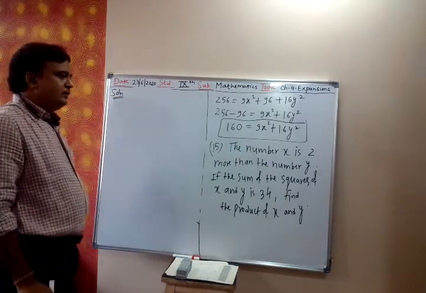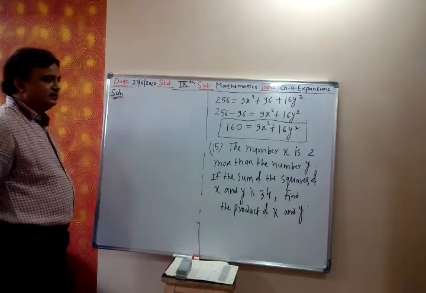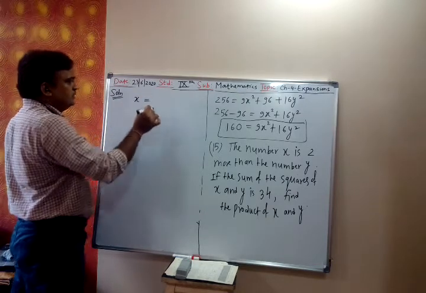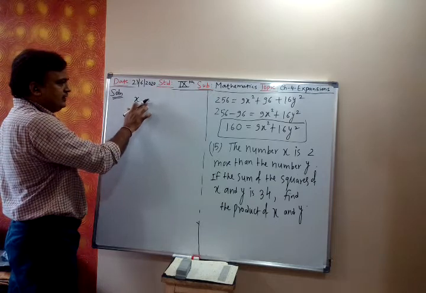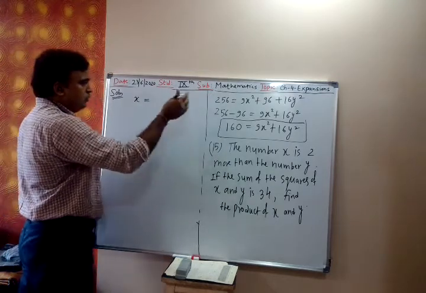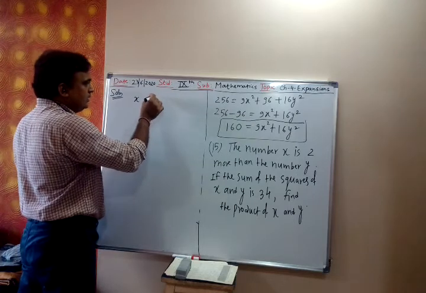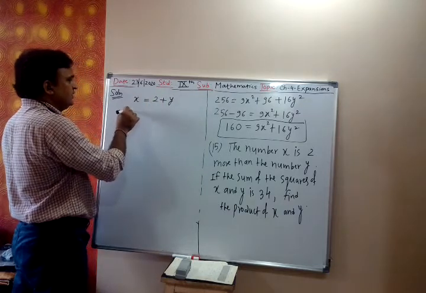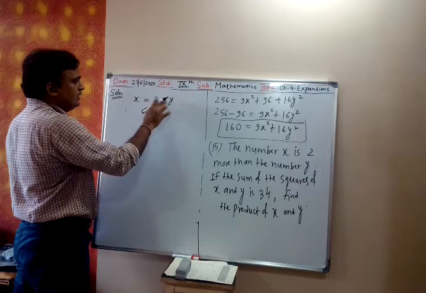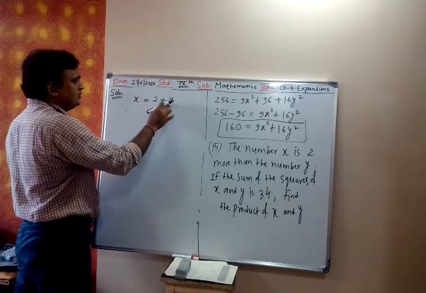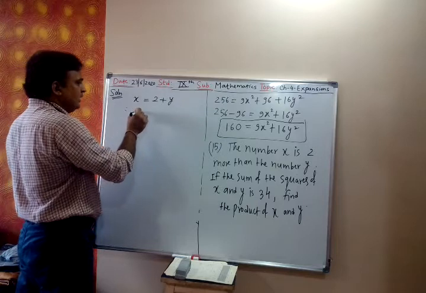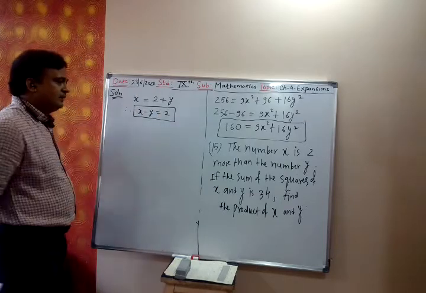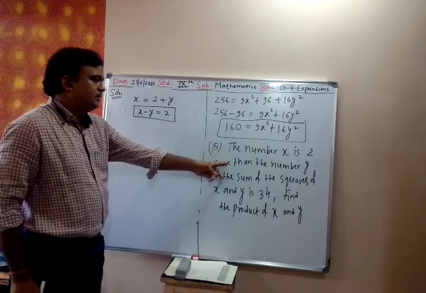The number x is 2 more than the number y. "Is" means equal to. 2 more than the number y means 2 plus y or y plus 2, whatever you write. So x is equal to 2 plus y. I can take y on this side and I will get x minus y is equal to 2. This is the first equation which we get.